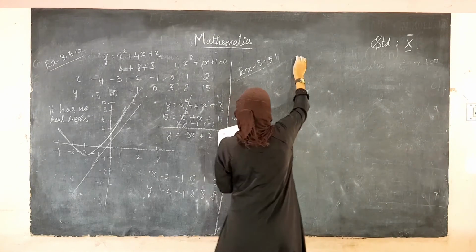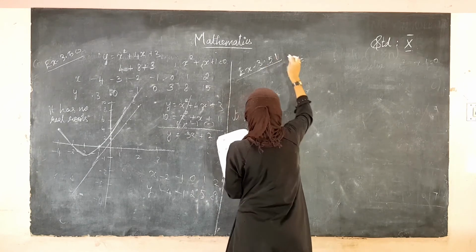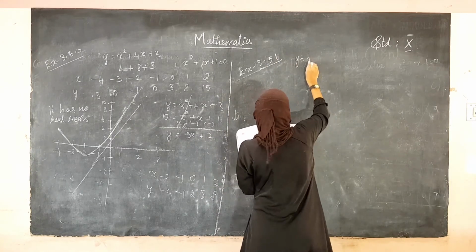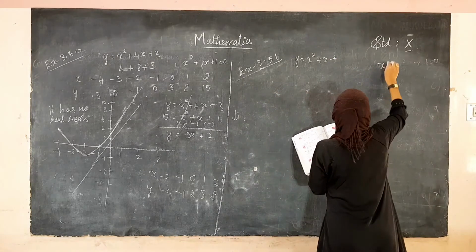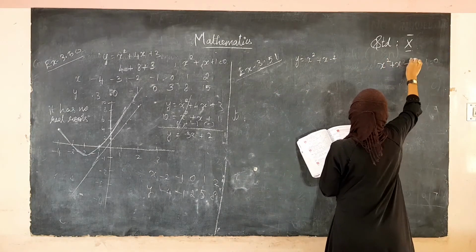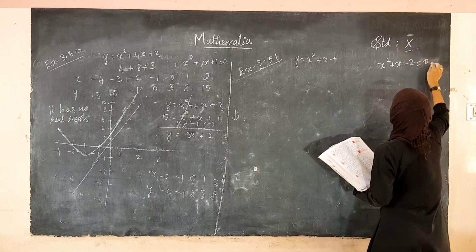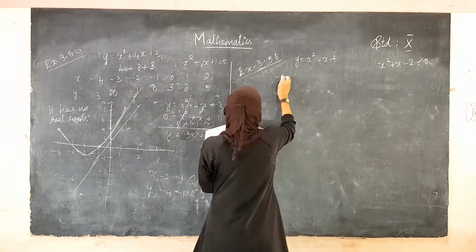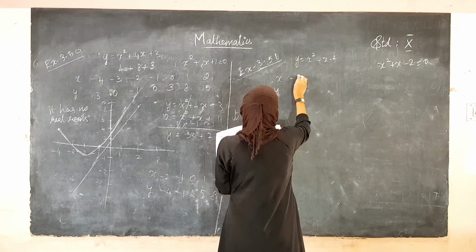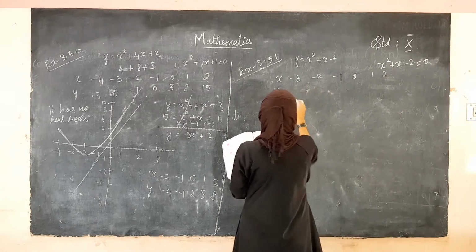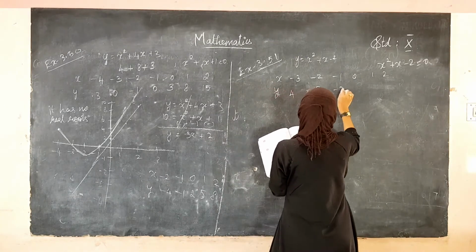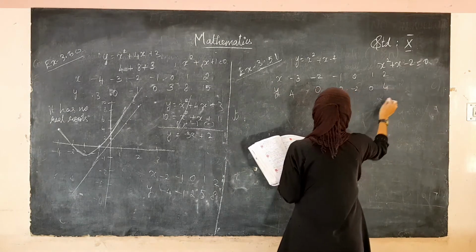Draw the graph of y is equal to x squared plus x minus 2 and hence solve for x squared plus x minus 2 equal to 0. So, the points are, I am directly writing the points: minus 3, minus 2, minus 1, 0, 1, 2. The points are 4, 0, minus 2, minus 2, 0 and 4.